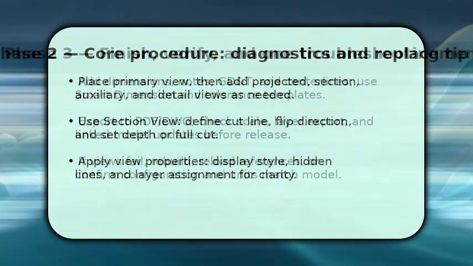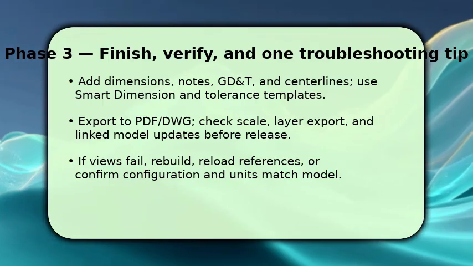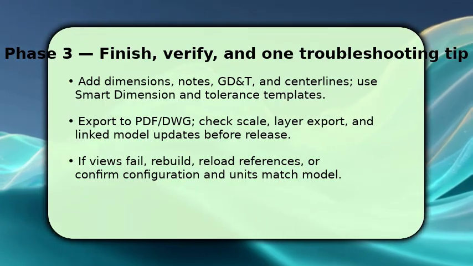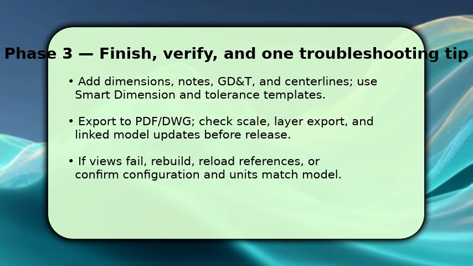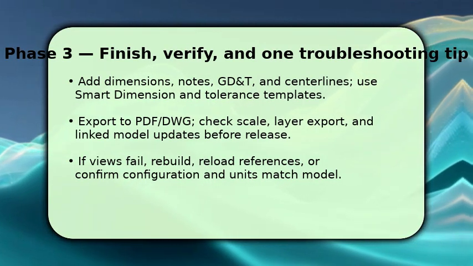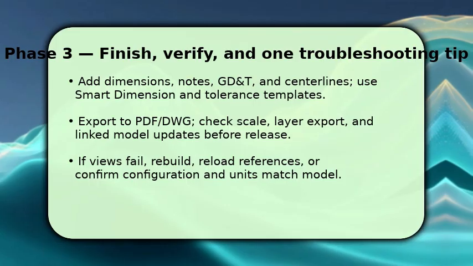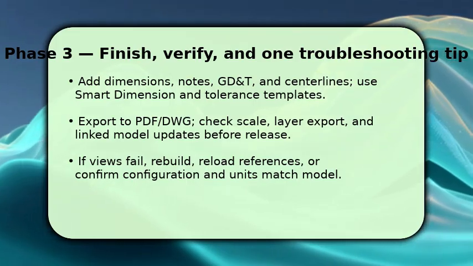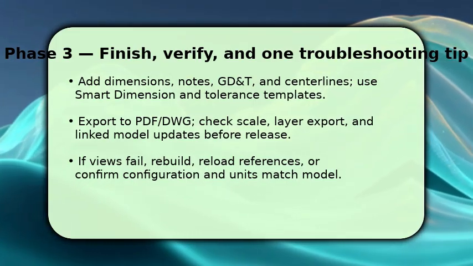Apply smart dimensions, leader notes, center marks, and GD&T callouts so manufacturers understand tolerances. Use annotation views if you need different displays. Once complete, verify sheet scale and layer visibility, then export to PDF or DWG for release.